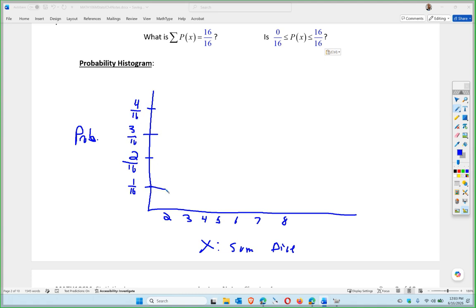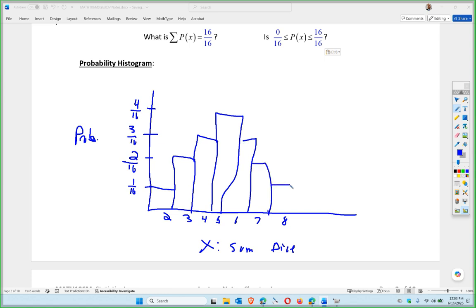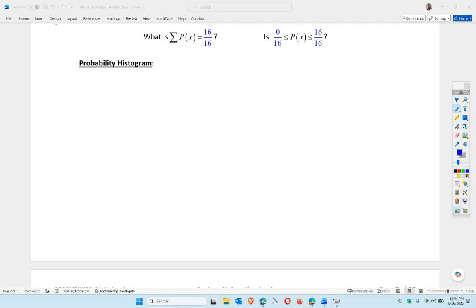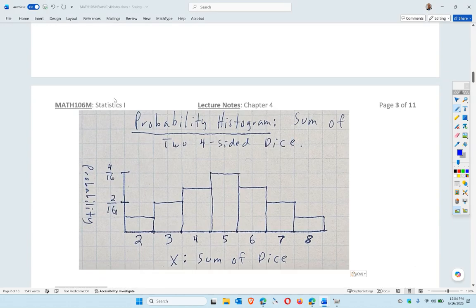Okay, so the first one is 1/16, 3 is 2/16, right? 4 is 3/16, 5 is 4/16. Ooh, this is terrible art, right? So I think, yeah, all right, good enough. We got to put a title here, which is the sum of two four-sided dice, correct? Okay, I did this ahead of time so we can actually have this, right? So that's a little bit of a hand drawing there with pen, so it's quite a bit better.